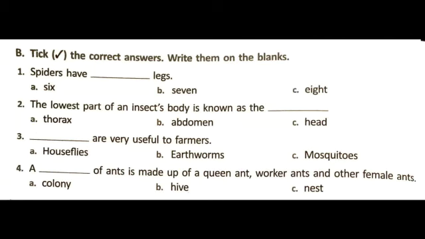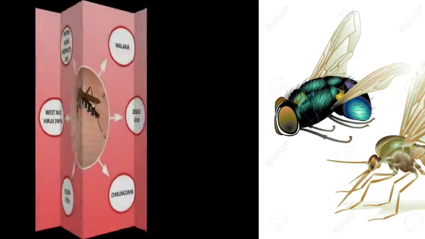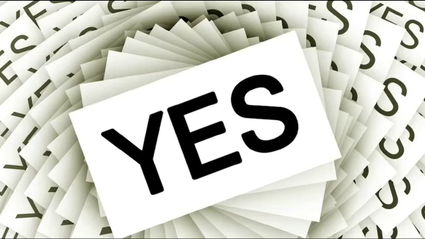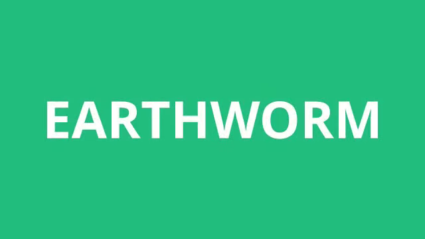The third one is dash are very useful to farmers. The options are houseflies, earthworms or mosquitoes. So Slaters, we know that mosquitoes and houseflies do not help us in any way, isn't it? Instead, they spread diseases. So which out of these are useful to farmers? Correct, the earthworms. They loosen up the soil and degrade the dead leaves, making the soil more fertile. So write the answer earthworm in the given blank.